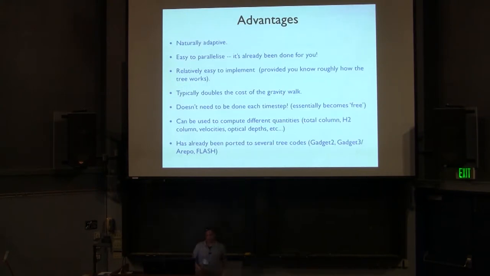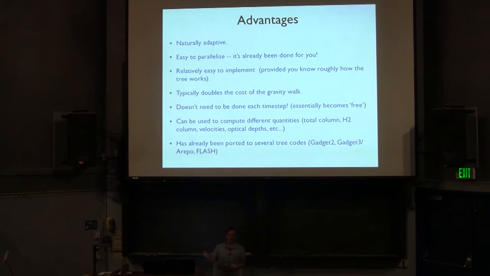It has a number of nice advantages. The first one is that it is naturally adaptive. The tree is already a hierarchically adaptive structure, so the things closest to you get added at higher resolution, and as you go further and further away, things are added much more crudely. It means you don't really need to worry about the various distances things are from each other. It will naturally take into consideration the hierarchical nature of the cloud as you walk around it. It's easy to parallelize because that's been done for you. Whoever wrote the tree already parallelized it, potentially, so a lot of the hard work has been done, and all the work that you're doing here is mainly local. You're just doing a local sum, which you could potentially put on a GPU if you wanted.